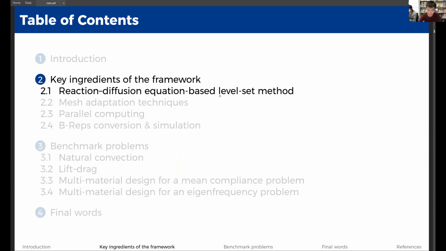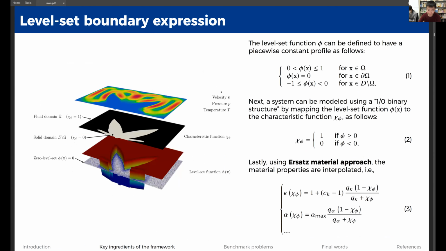First of all, the cornerstone of this framework is the reaction diffusion equation-based level set method. The basic idea is that we have an implicit level set function, and we map it to a characteristic function using a Heaviside function. Lastly, using the material interpolation approach, we interpolate the material properties such as thermal conductivity kappa and inverse permeability alpha using this characteristic function chi. Of course, the interpolation scheme is very important and should be carefully selected.